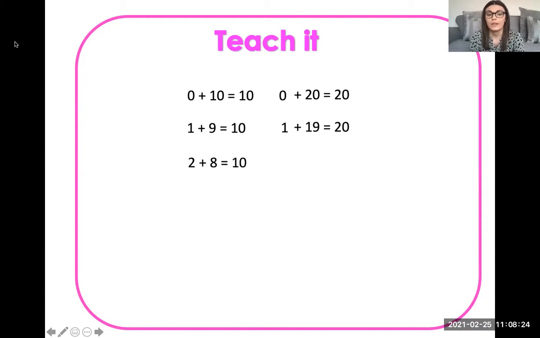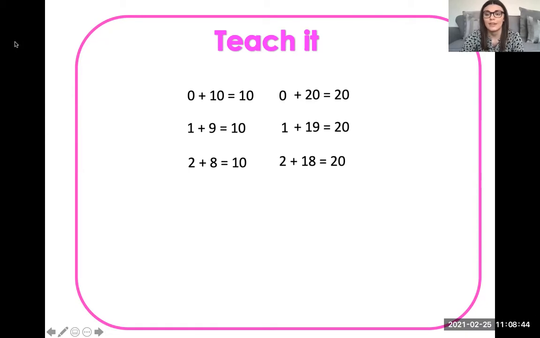So the next one is 2 add 8 equals 10. Now, what would I need to start with? Well done. It would be 2 add, well done, yes, 18 equals 20. So again, boys and girls, we've added 10 to that number.